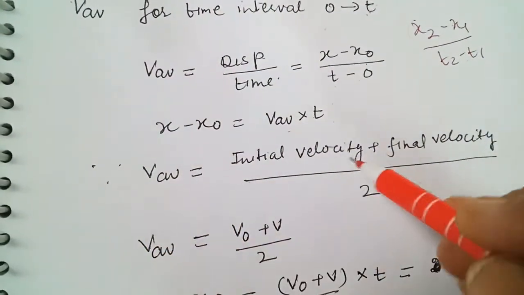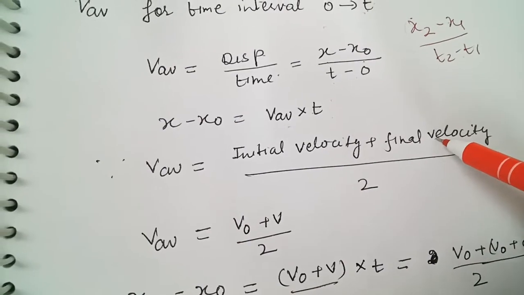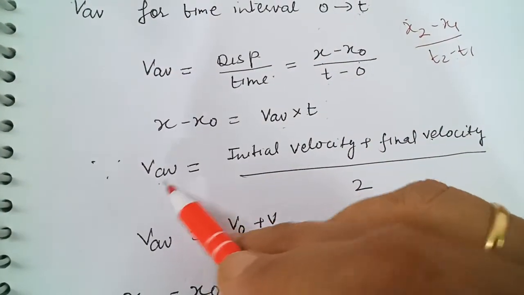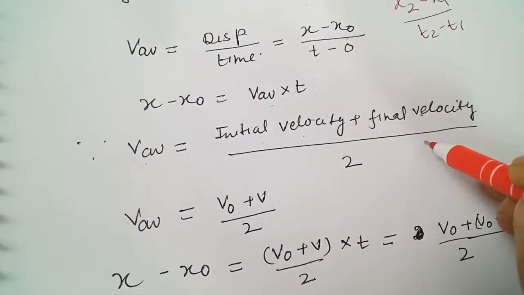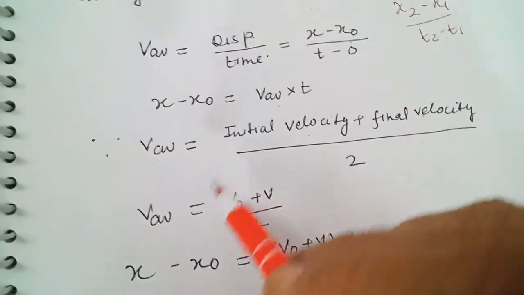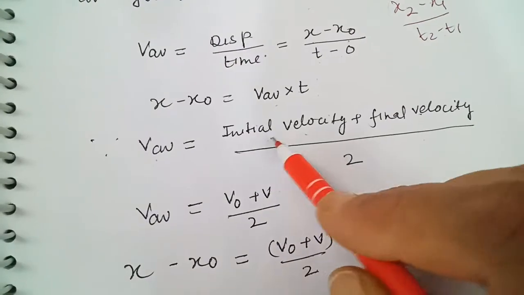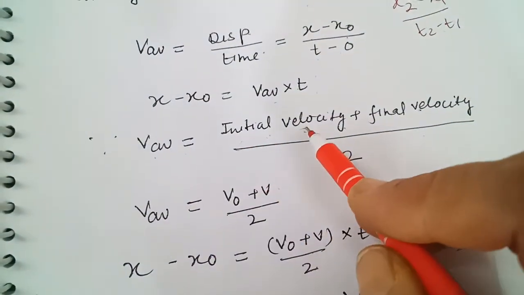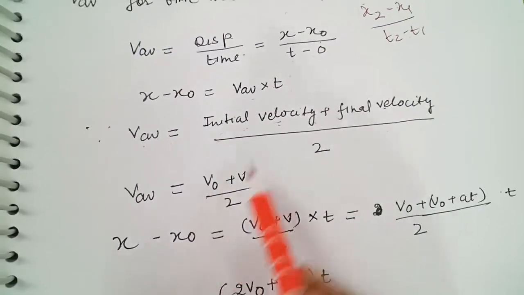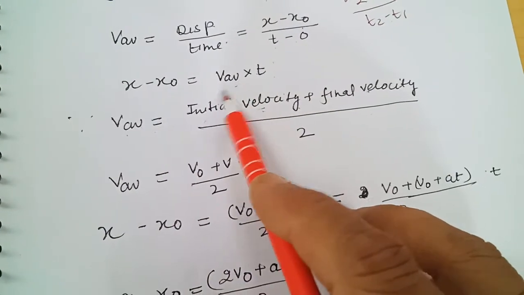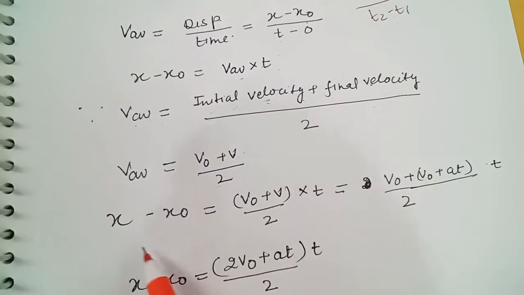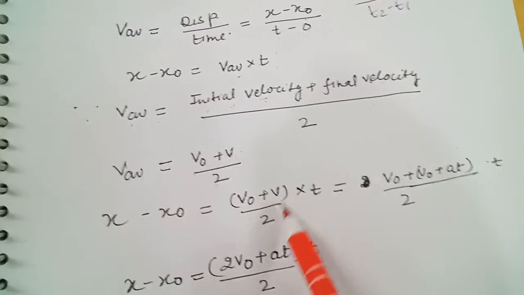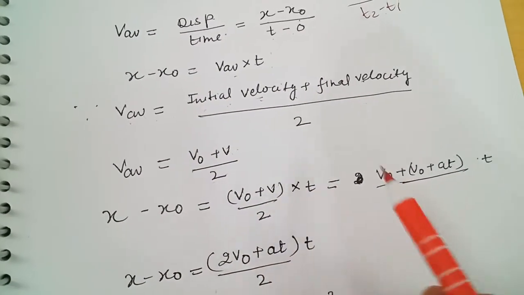By taking the cross multiplication, we have got v average into t. Now if we have two different velocities, then v average can be taken as the initial velocity plus final velocity divided by 2, the average of these two velocities. So here only the two velocities are there, so we can apply this average formula also by substituting v average in this place. So you will be getting x minus x naught equals (v naught plus v) by 2 into t.